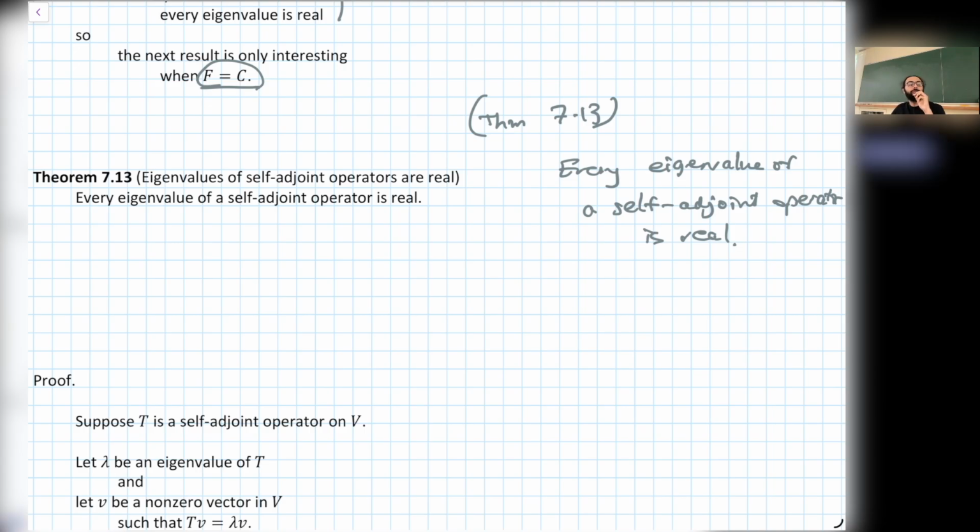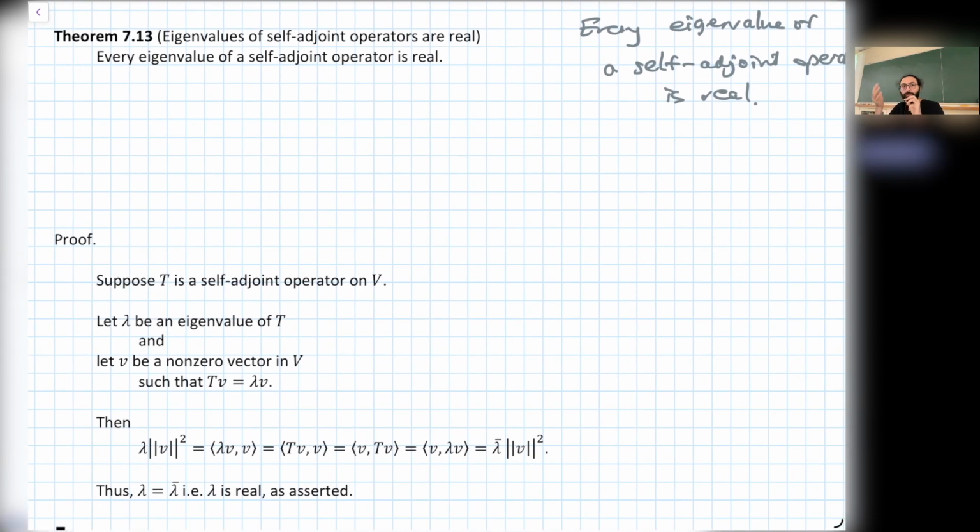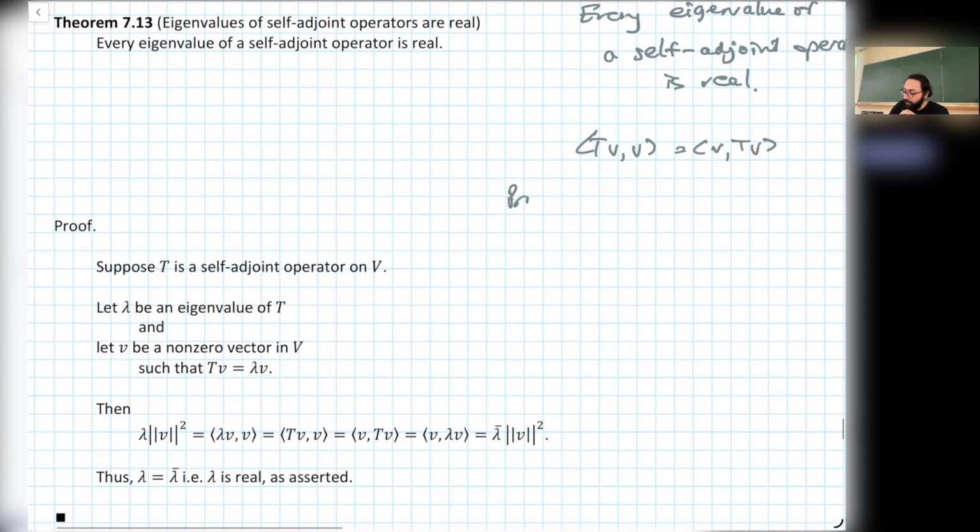Is it okay? So the definition of self-adjoint was T equals T star. And we are asserting that if an operator satisfies this property, then the eigenvalues are real. Is it okay? All right, so let's see how we would prove something like this. We're going to use the inner product property, that <Tv, v> is going to be the same as <v, Tv>. This is the main property. We're going to use this. So let's see how the proof works.